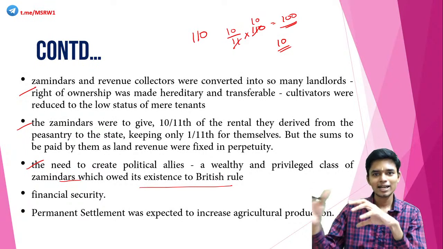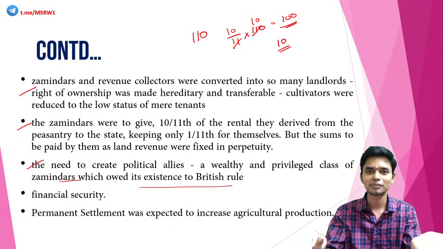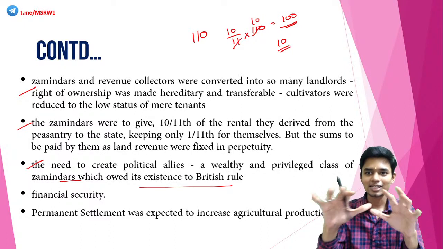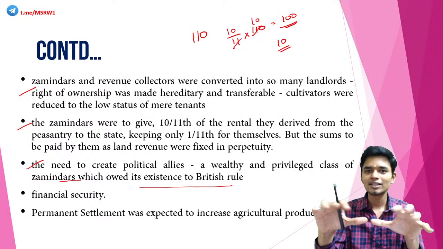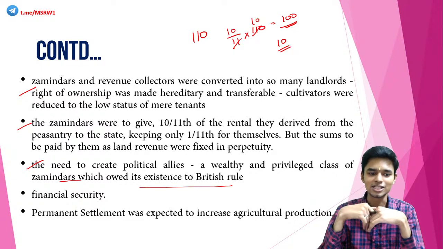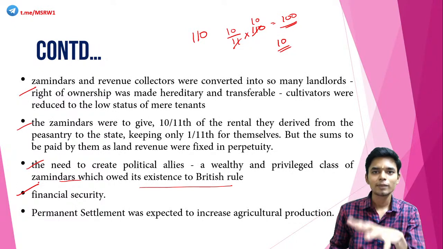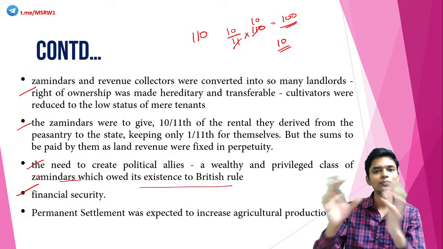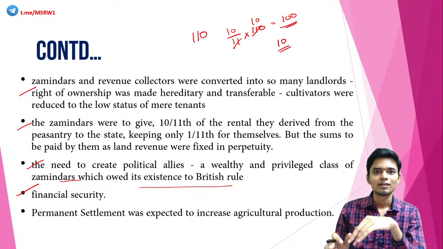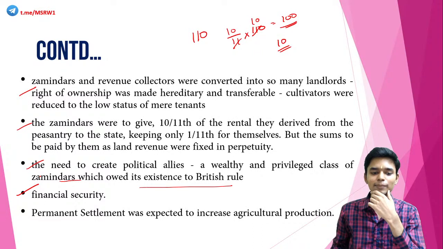So by transferring all these rights to the zamindars, the British now have some kind of loyalty from the zamindars. A wealthy section of Indians is now indebted to the British. Also, financial security. Through the permanent settlement system, the British will get a fixed amount of money for sure every year. That kind of financial security or stability is provided through this settlement.